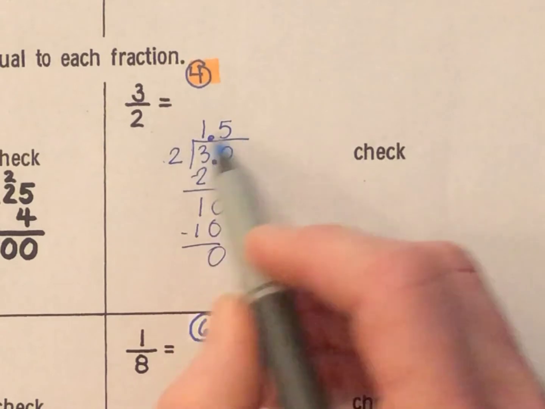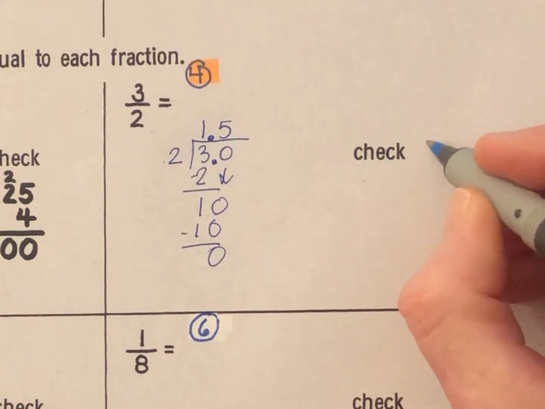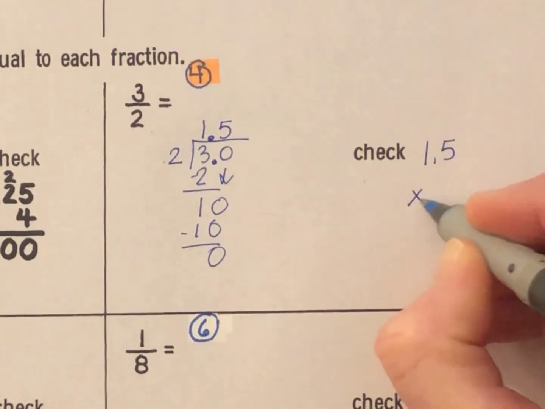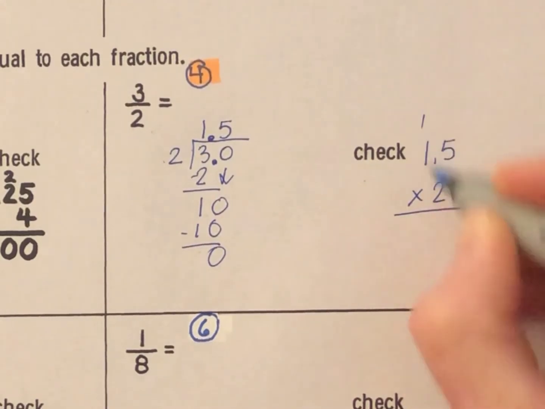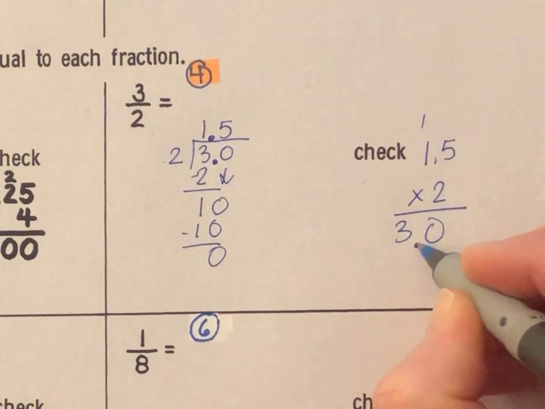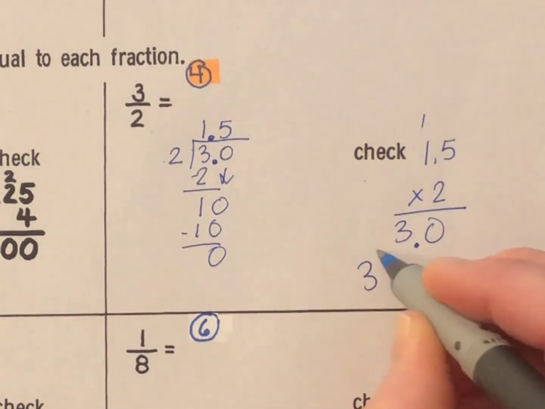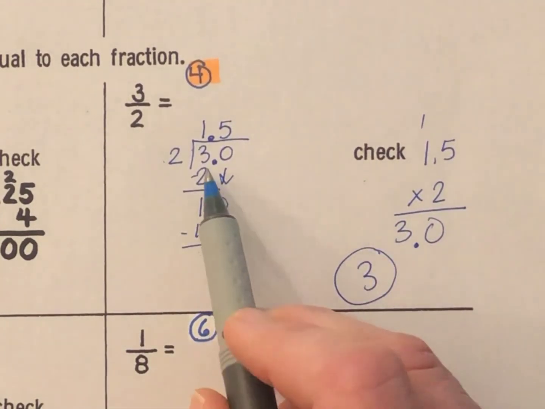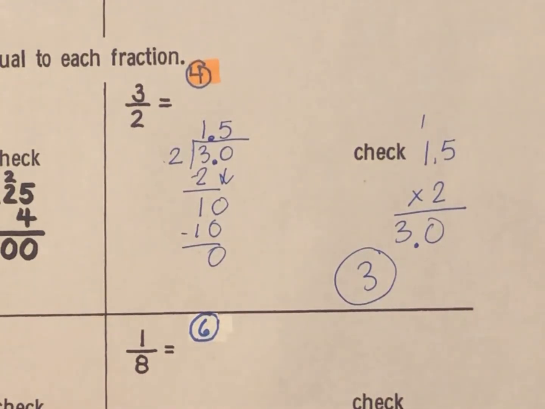So I'll check my work, multiply these together. 1 and 5/10 times 2. 2 times 5 is 10. 2, 3. Got 1 digit to the right. Oh, 3 is my answer. So I'm correct.